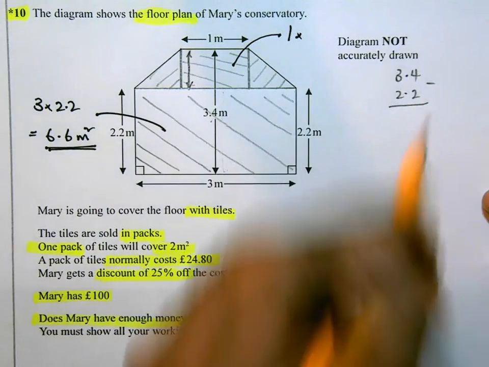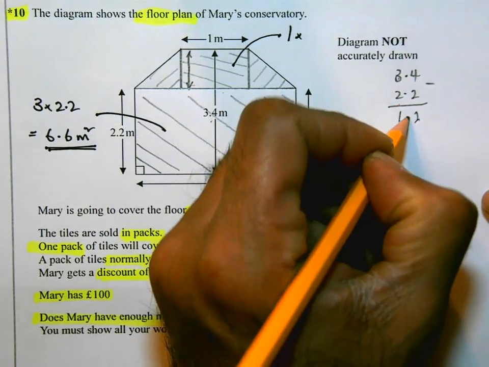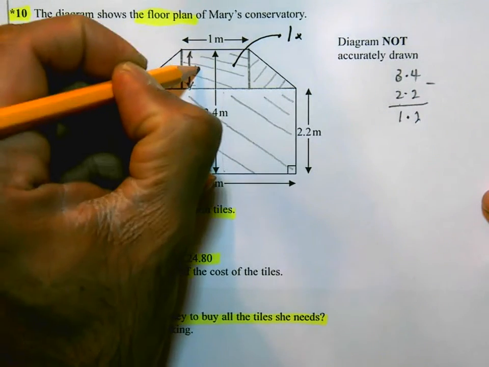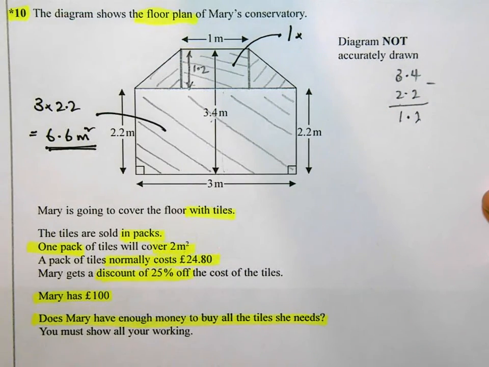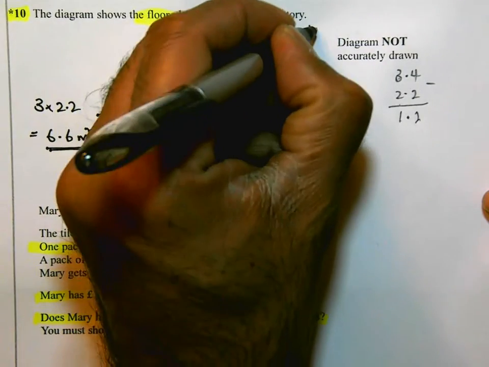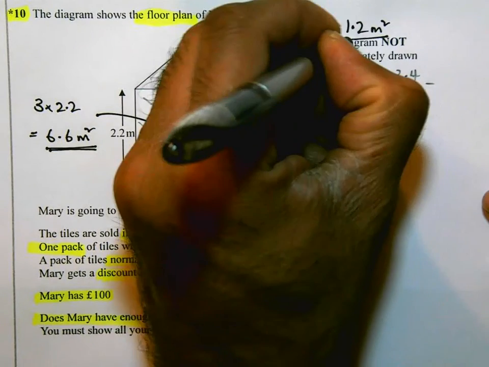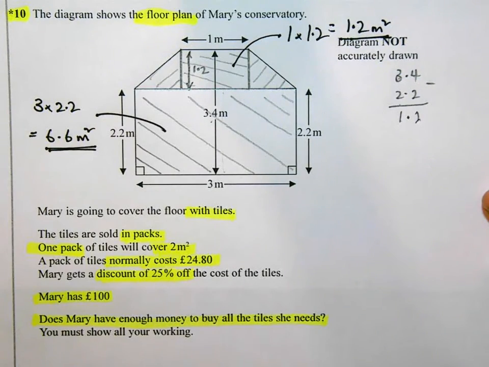4 take away 2 is 2. 3 take away 2 is 1. So that height is 1.2 meters. So to work out the area of this rectangle here is 1 times 1.2, which is going to be 1.2 meters squared. Underline it so I know I have to come back, and that's one of those that I'm going to use to add up.